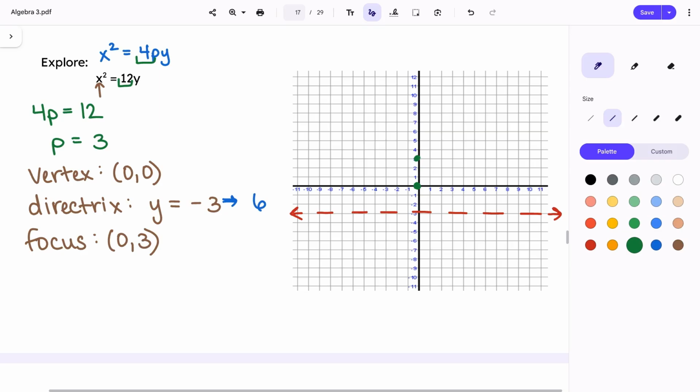And then that 6 that I found by doubling the 3, I don't really care about sign for this. I'm just doubling that number 3 to get my 6. That's going to tell me from my focus point, I go left and right 6 to get other points that would be on my parabola. So from my focus, which was up here at 0, 3, I'm going to go left 6 and right 6. And then we should be able to connect our parabola. And then if you want to, you can draw in that latus rectum line as well.